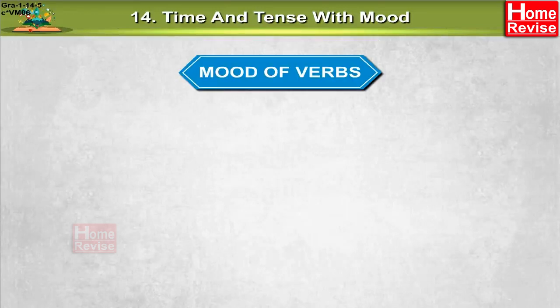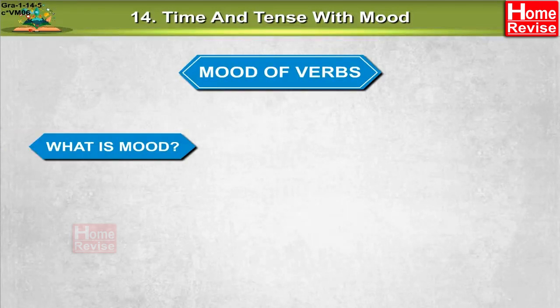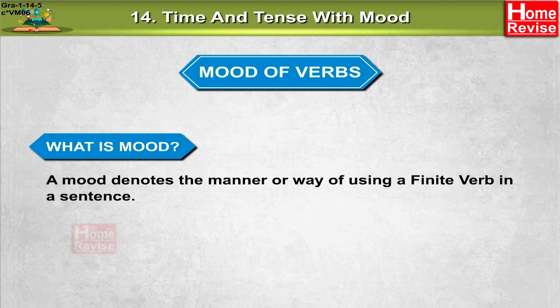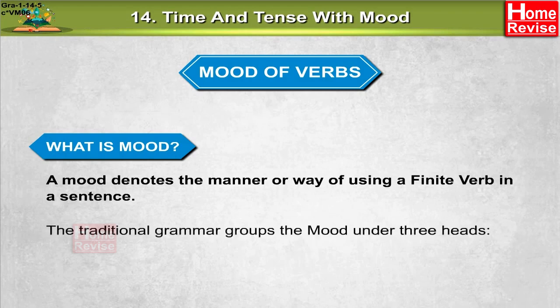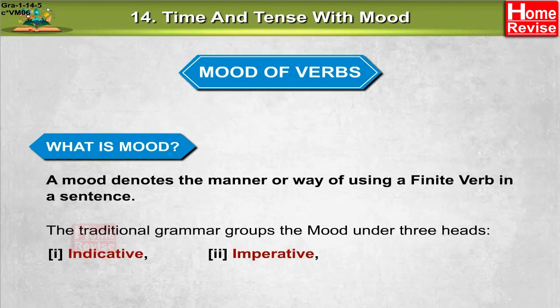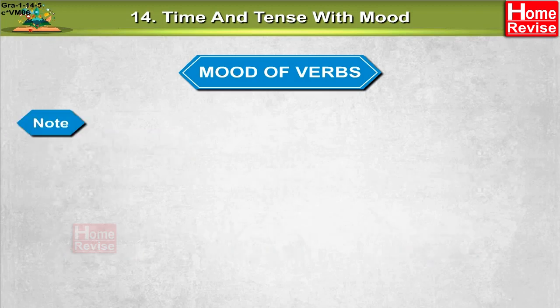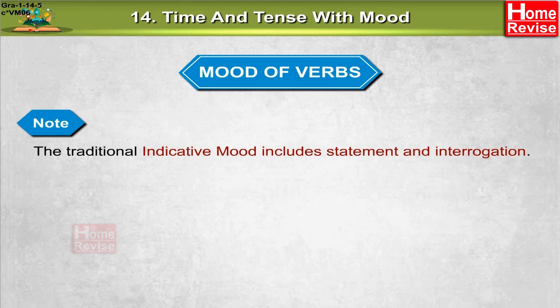Mood of verbs. What is mood? A mood denotes the manner or way of using a finite verb in a sentence. The traditional grammar groups the mood under three heads. First, indicative. Second, imperative. Third, subjunctive. Note: the traditional indicative mood includes statement and interrogation.